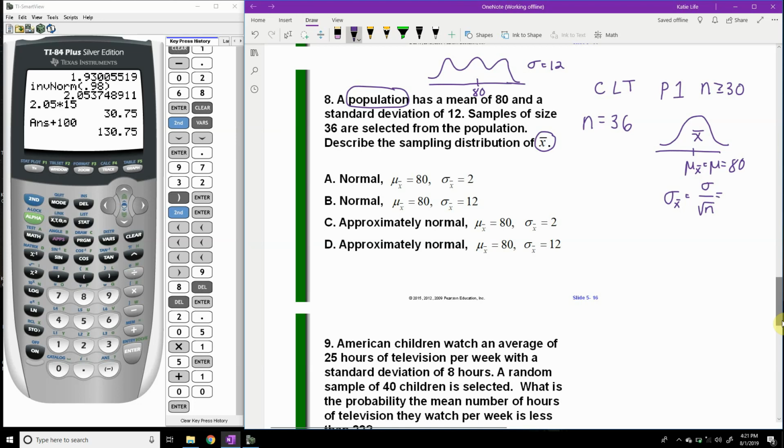I know it's going to be approximately normal, so it's either going to be C or D here. I just need to figure out sigma sub x bar. So we're going to take 12 and divide it by the square root of 36. Well, the square root of 36 is 6, so 12 divided by 6 is going to be 2. That narrows it down to C.